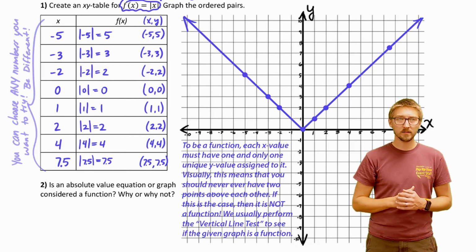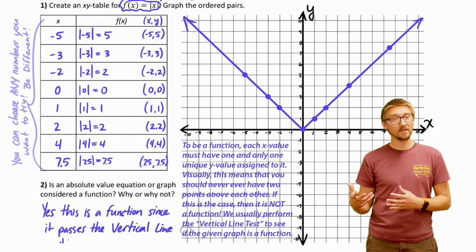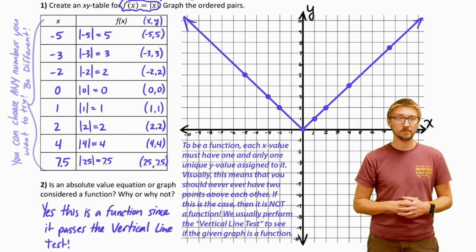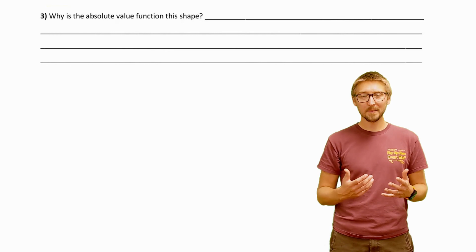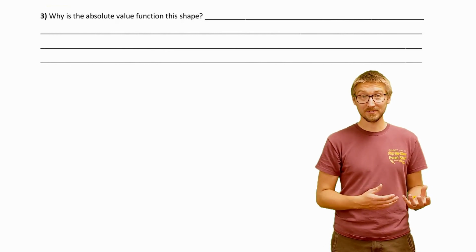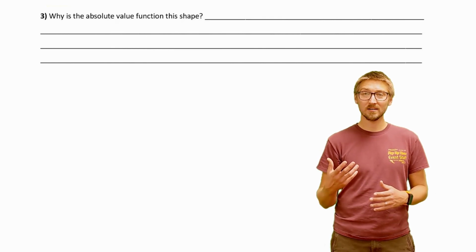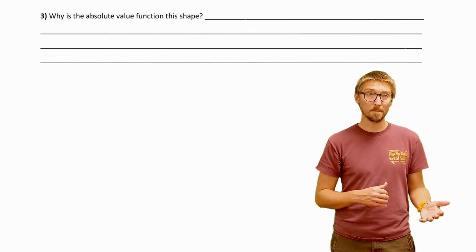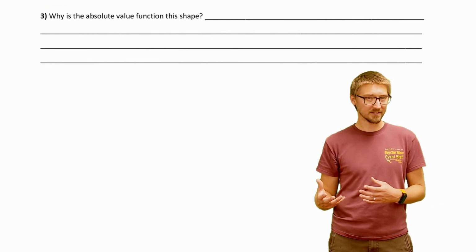So if we look here, this is a function because it passes this vertical line test. There are no 2 y values for a singular x value. Now, kind of an interesting piece of information. The absolute value graph is this V shape for a reason. Absolute values are measuring the distance of a particular number from 0. That's why none of the answers are negative. You can't have negative distance.